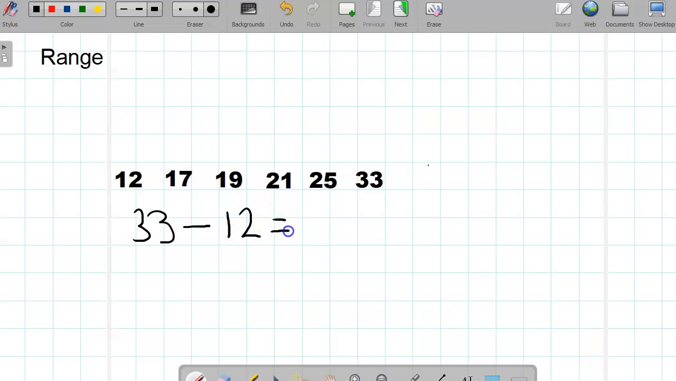Because this is quite a low figure to calculate, I would do this mentally. If I was really uncertain, I could always whack a column method over here, so I could do 33 take away 12. Like I say, for me, I could do this mentally by going take off the 10, which takes me to 23, and then take off the 2, which takes me to 21, which means my range calculation is a value of 21. Now, what does that tell us about our data?